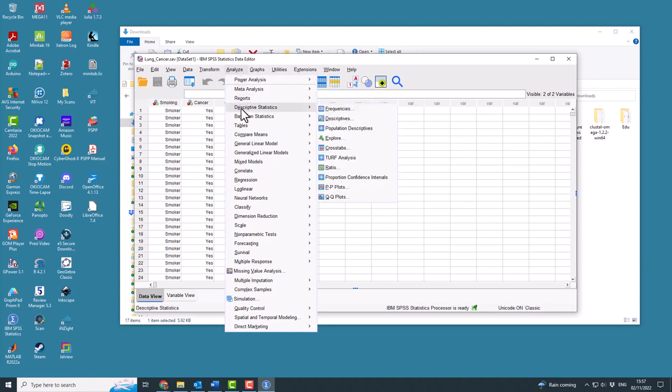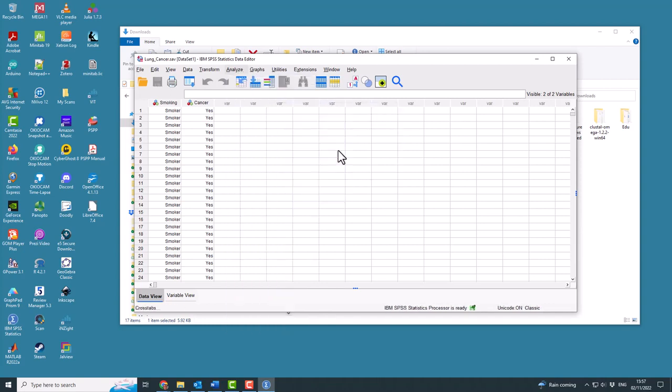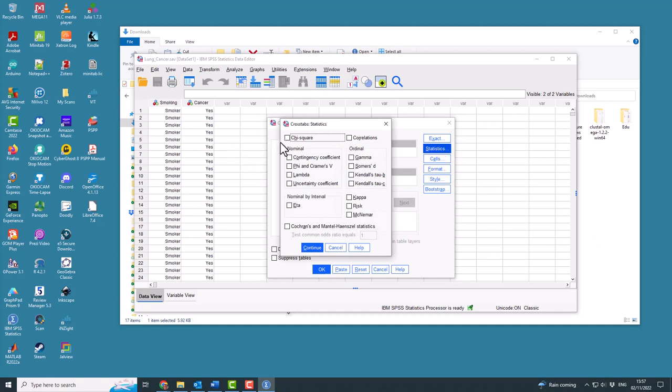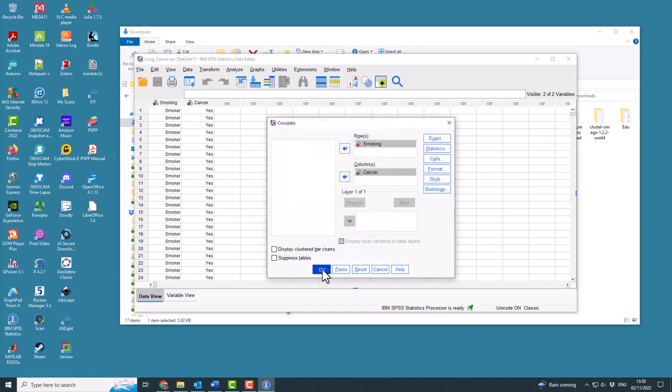You go to Analyze, Descriptive Statistics, Crosstabs. Now, as I said, smoking goes in the rows because it's the cause. Cancer status goes in the columns. Both of them are yes and no. Then you click on the Statistics button in the right hand menu and you pick chi-squared. You can also pick risk here, which will calculate the relative risk and the odds ratio. So I'll click that on as well, press Continue and press OK.